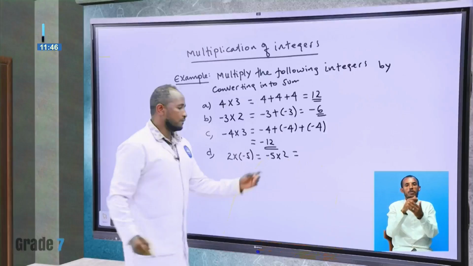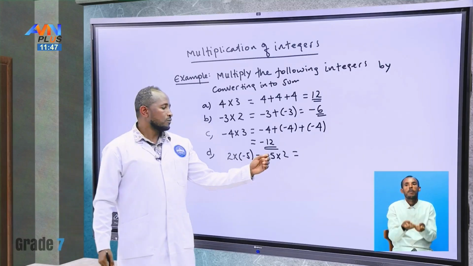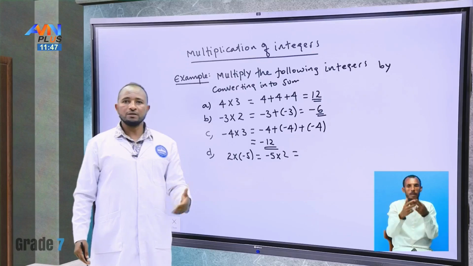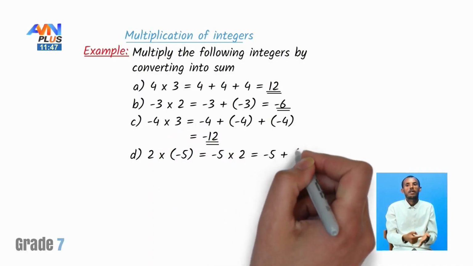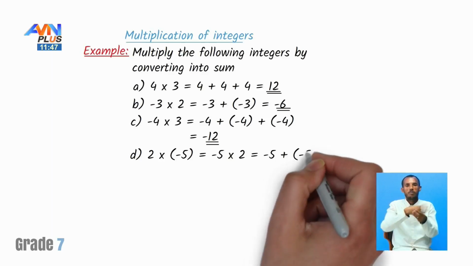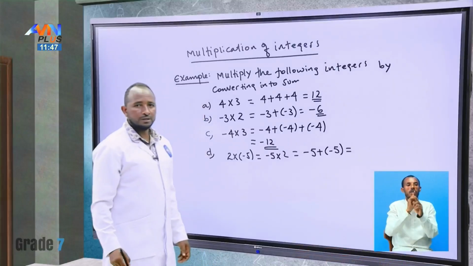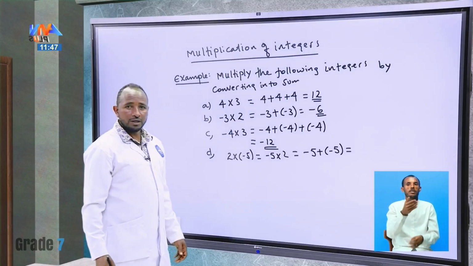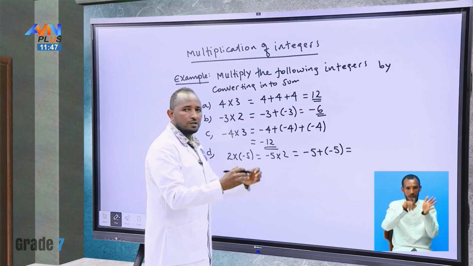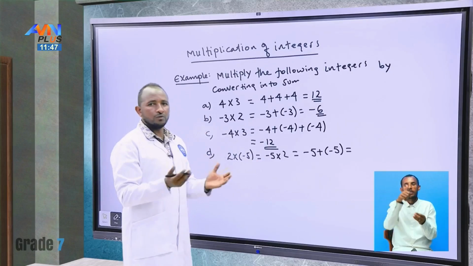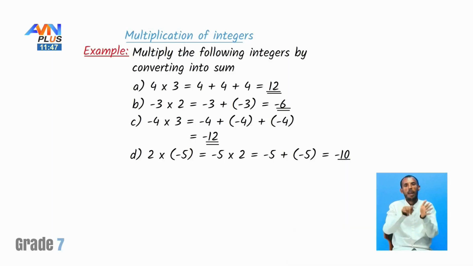Therefore, when you convert this in sum form, how many -5 do you have? 2 times. So we write -5 two times: -5 plus -5. What will be the final answer? Good. The answer will be -10. You have here 5 negatives, and on these 5 negatives, you add another 5 negatives. In total, you have -10. The correct answer will be this, -10.